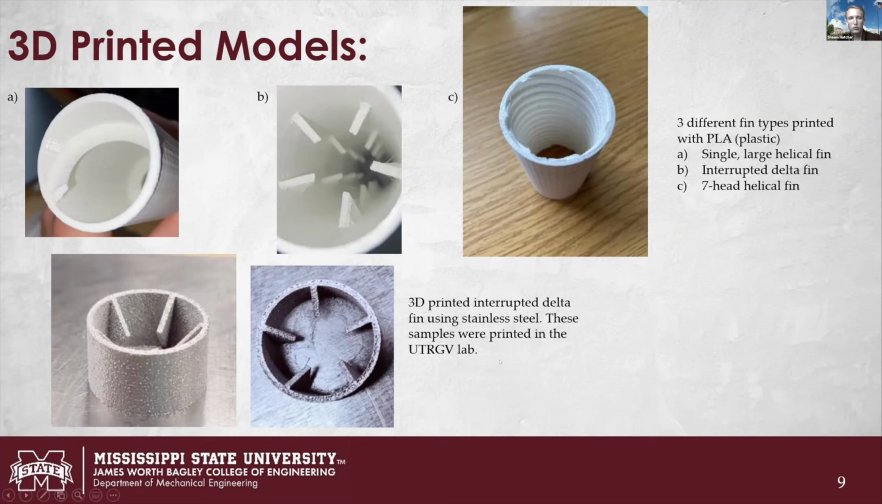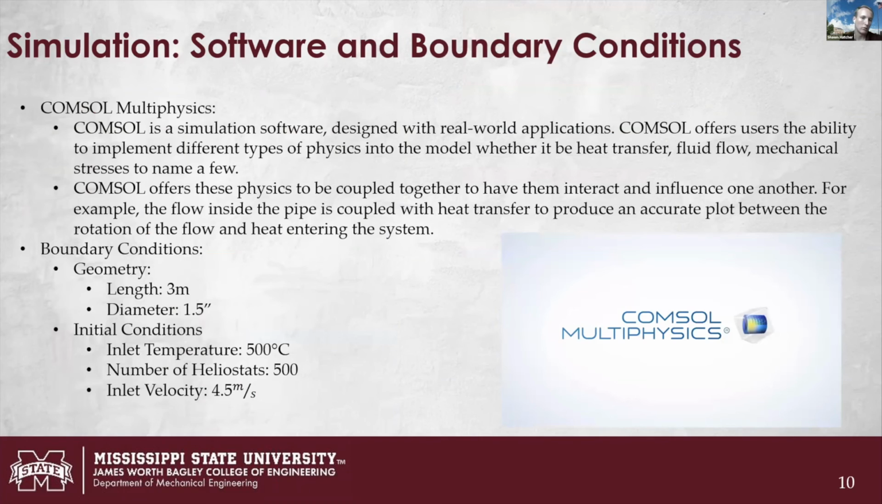What software did we use and what boundary conditions did we apply to this particular system? The software that I used this summer was COMSOL Multiphysics. COMSOL is a simulation software designed with real-world applications. It offers the user the ability to implement different types of physics into the model. This could be heat transfer, fluid flow, or mechanical stresses. COMSOL also offers electricity, acoustics, radiation, just a lot of real-world physics that you can put into your model in a relatively easy scenario.